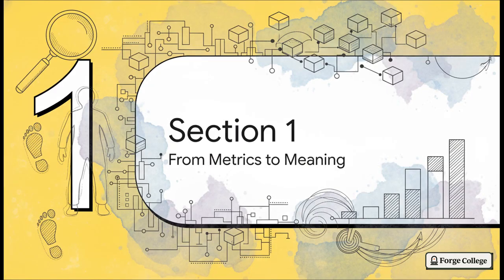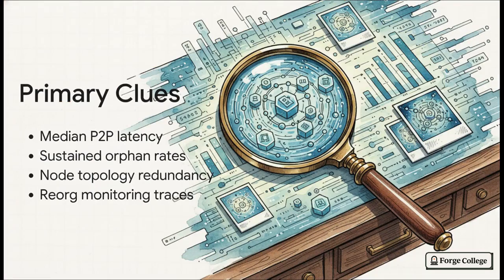Section 1. From metrics to meaning. Any good detective treats raw metrics as their initial clues at a crime scene. They don't tell the whole story just yet, but they're absolutely the foundational pieces we need to build our case. So our primary clues here are median P2P latency, sustained orphan rates, node topology redundancy, and reorg monitoring traces. And remember, these aren't just abstract numbers floating around in a spreadsheet somewhere, right? They are concrete operational inputs. If latency is high, well, block propagation is slow, and that directly affects our orphan rates. We take these inputs to test our hypotheses and create the actual evaluative criteria for our report.